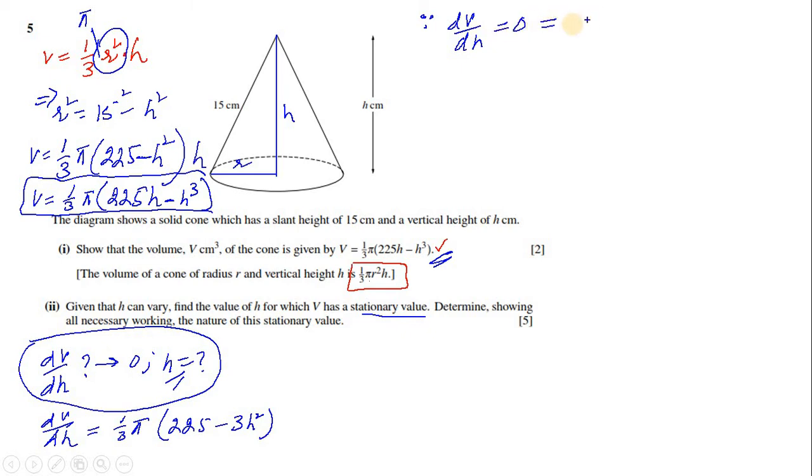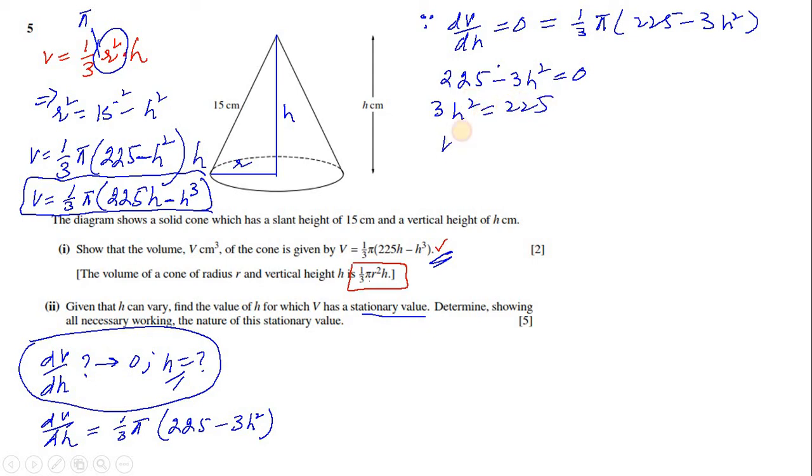So for a stationary point, since dV by dh should be equal to 0, that should be equal to 1/3 of pi, 225 minus 3h squared, and it is equal to 0. So 1/3 of pi goes to the other side and becomes 0. That means 225 minus 3h squared is equal to 0, and then 3h squared is equal to 225, and h squared is equal to 225 divided by 3.